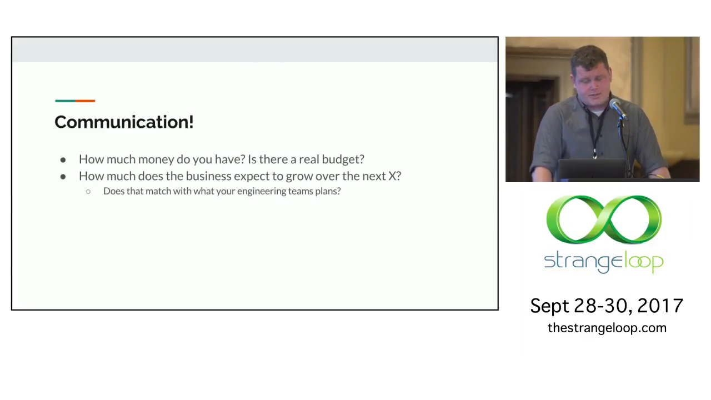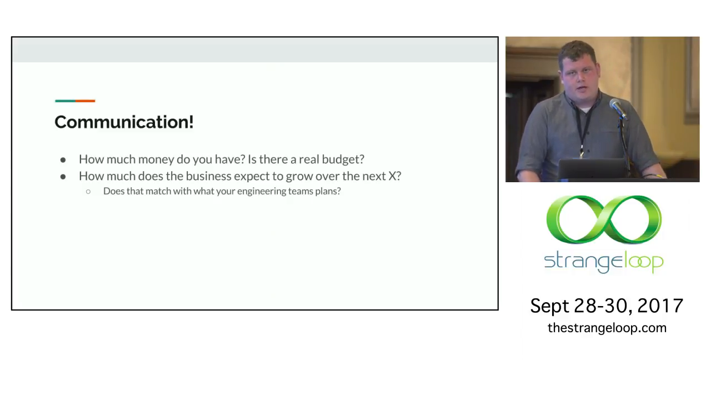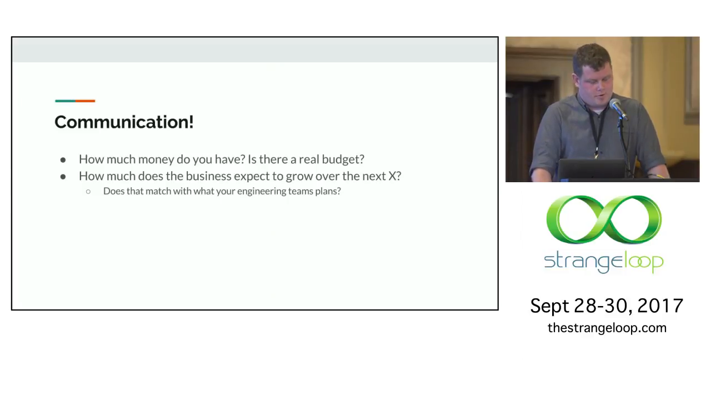And how much does the business expect to grow over the next time period? And does that match with your plans? If the business is expecting for you to double your number of users over the next 6 months, do you have the money to actually scale to meet that? And are you making the engineering decisions to meet that? You need to have those conversations early, but only early enough that you actually have the data to support what you're going to do.